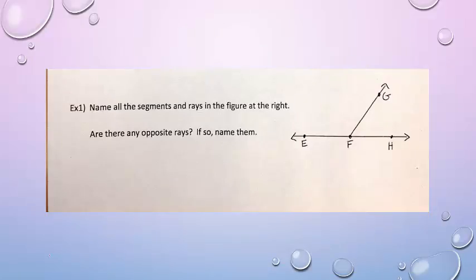So in this example, we're going to name segments and rays and then opposite rays. So we'll just make a little label here for segments, rays, and opposite rays.